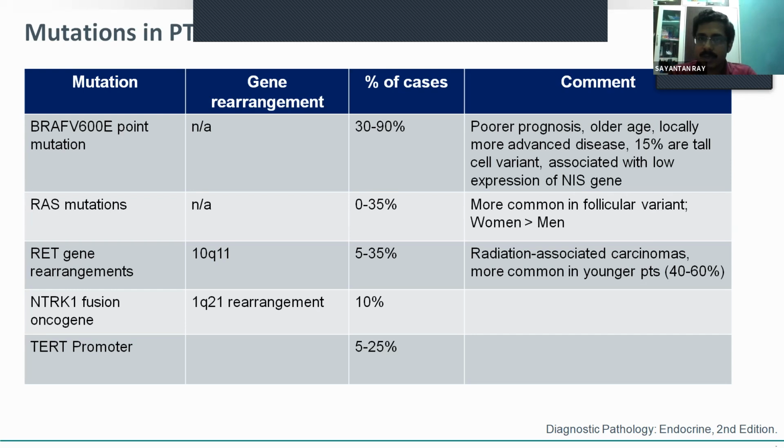Regarding the RAS mutations, found in up to 35% of cases, but it is more common in follicular variant and more prevalent in women as compared to men. Regarding the RET gene rearrangements, again, could be found in 5 to 30% of cases, usually associated with radiation-associated carcinomas and more common in younger patients.